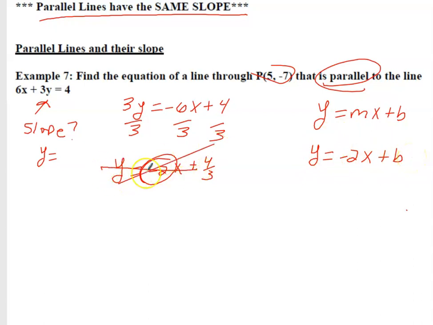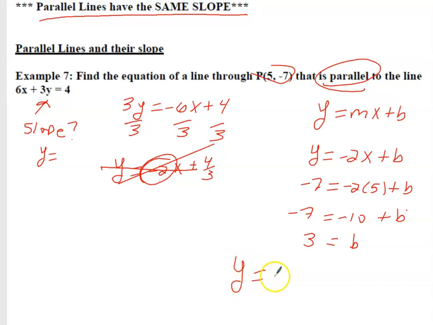Now that I've got the slope from that equation, I'm done with it. I don't need it for anything else. I just needed the slope. Now I'm going to plug in those points. Negative 7 equals negative 2 times 5 plus b. So negative 7 equals negative 10 plus b. I add 10 to both sides and get that b equals 3. So my equation is y equals negative 2x plus 3.